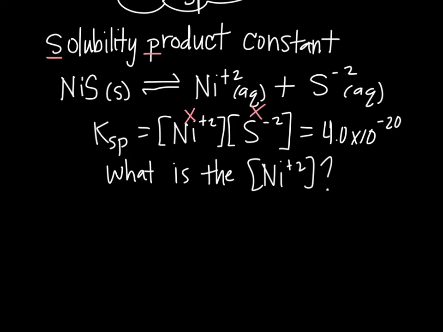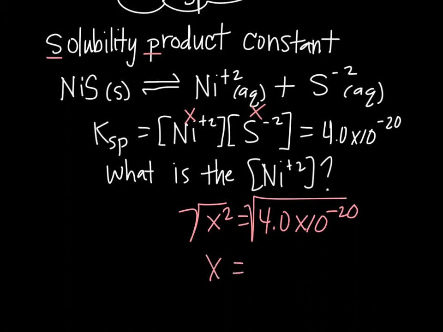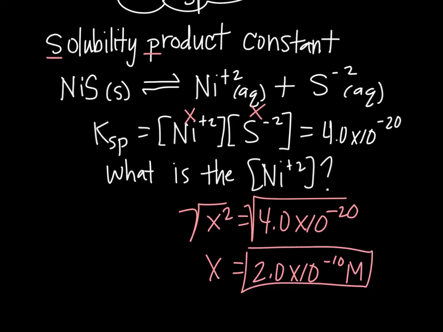Then we can just solve. x times x is x squared, so that equals 4 times 10 to the negative 20. Now we're going to solve for x, so square root both sides. You can practice putting that into your calculator, or this particular one you can probably do in your head, and you should get 2 times 10 to the negative 10. Since we were solving for concentration, we would put the units of molarity there. That would be the nickel concentration. All right, let's do another one.